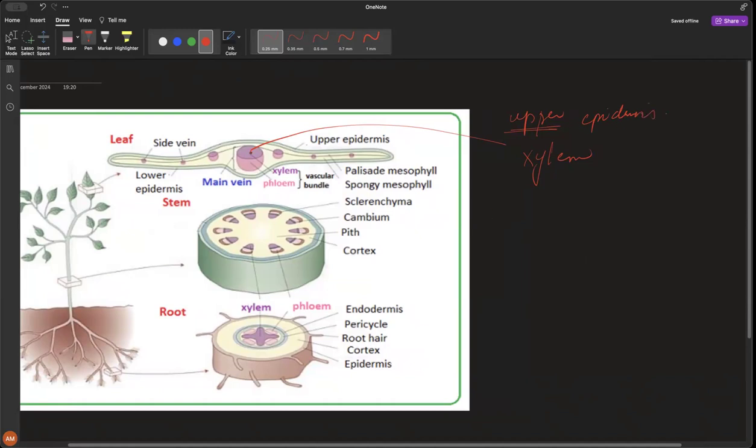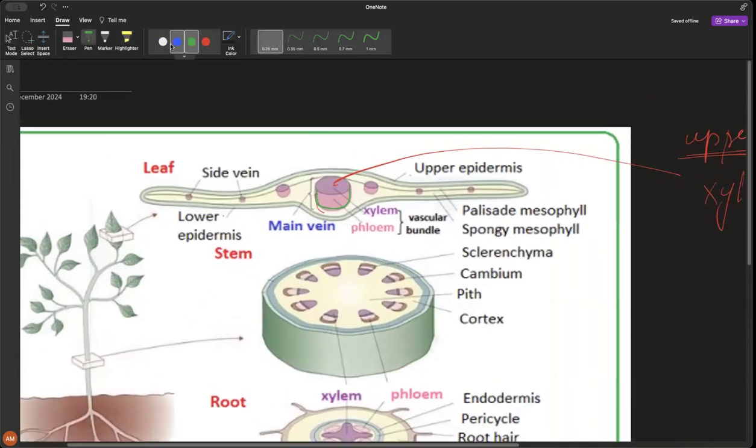Okay, the xylem, and the phloem is the one which is towards the lower epidermis. All right, together they form vascular bundle. Basically, this drawing is actually a plan diagram. A plan diagram only differentiates between the different layers of tissues.